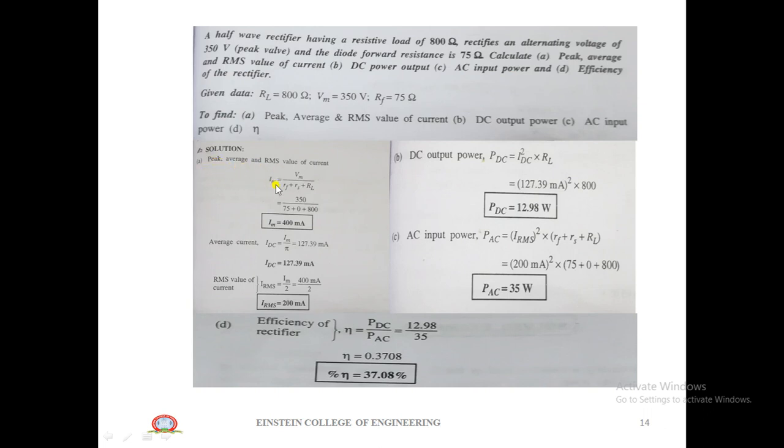Peak value is the maximum current. What is the formula? Im equals Vm by Rf plus Rs plus RL. Rf is the forward diode resistance, given as 75 ohm, and Rs is the secondary winding resistance. It is not given, so we take it as 0, and the load resistance is given as 800 ohm and Vm is given as 350 volt. Substitute the values and we get 400 milliampere.